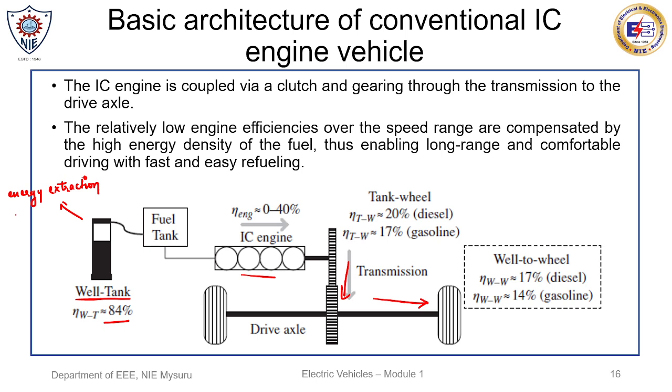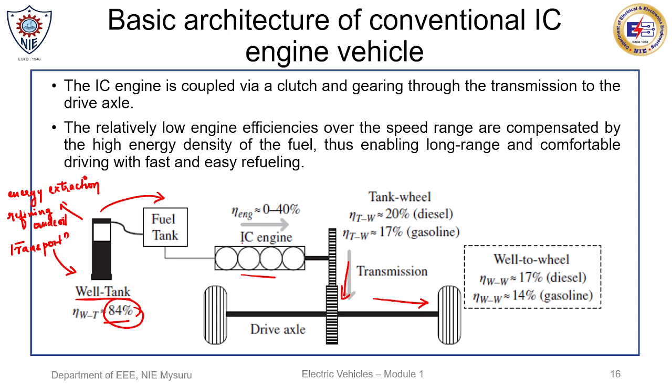Then we have refining crude oil, because crude oil cannot be used directly. It needs to be refined in order to get it into proper form. And then transportation. So all these efficiencies are included to get the well to tank efficiency. And when we do all this analysis, we get around 84%. This is a general efficiency. So once from the pump, it is given to the fuel tank.